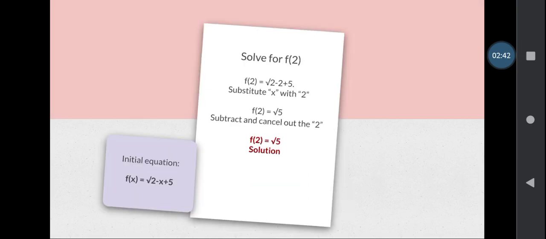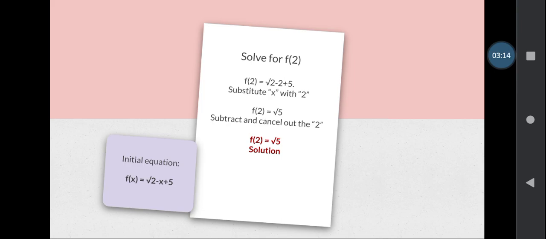For our third and final equation, reminding you once again, our initial equation is f of x equals the square root of 2 minus x plus 5. We are going to solve for f of 2. And once again, we are going to substitute our x's with 2. So it's going to be f of 2 equals the square root of 2 minus 2 plus 5.